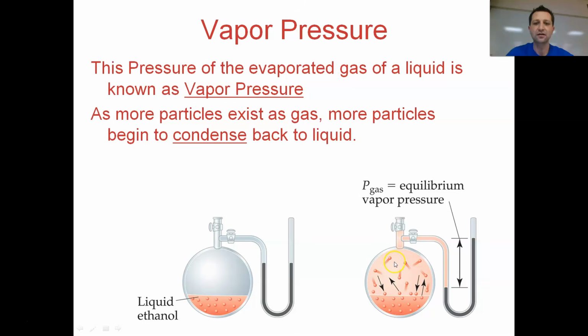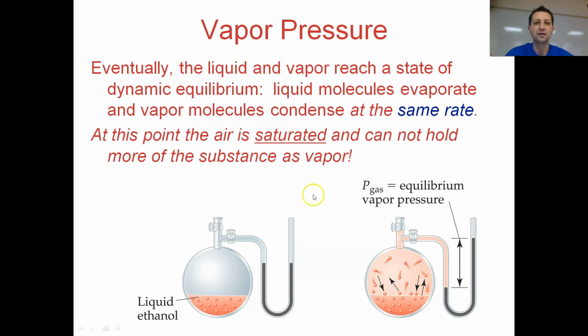The gas that's created creates pressure, and that is called a vapor pressure. So the evaporated gas causes that vapor pressure because it exerts pressure on the walls of the container. As more particles exist as a gas, more particles condense back into a liquid, and that's our dynamic equilibrium. So eventually, the liquid and the vapor reach a state of dynamic equilibrium where the condensation and evaporation occurs at the same rate. So that's really neat when that occurs here. And you can see that some of the arrows are going up from liquid to gas and some are going from gas to liquid. Happens all at the same time if we could try to visualize that happening.